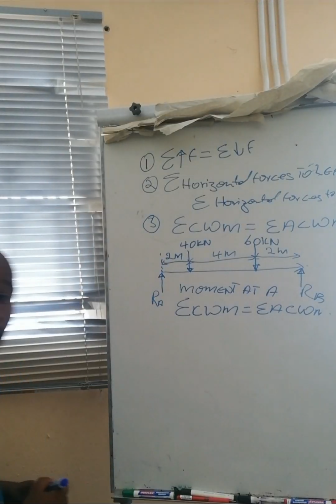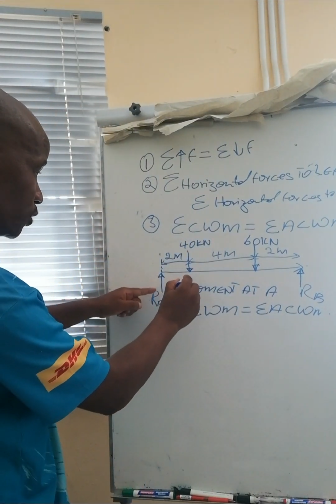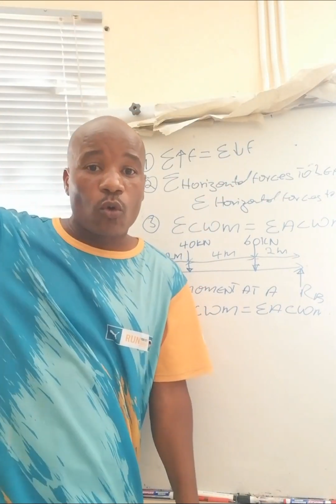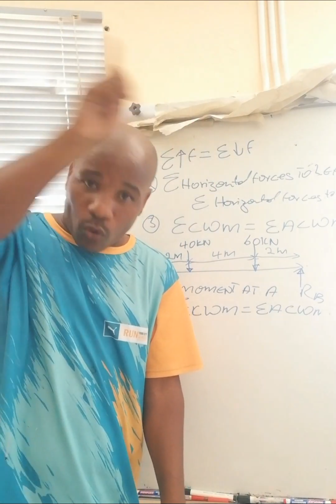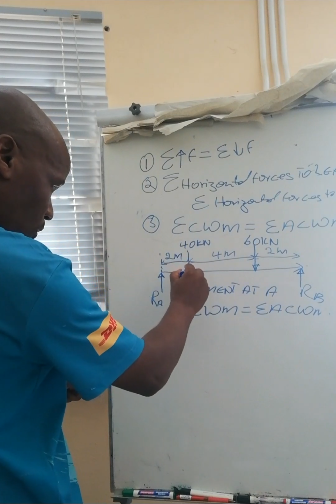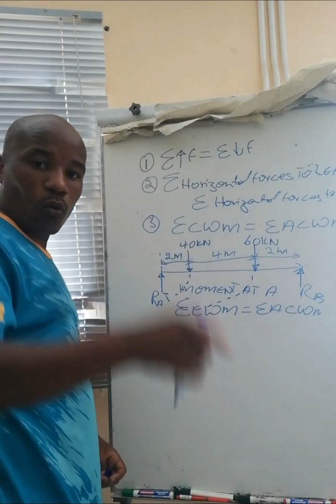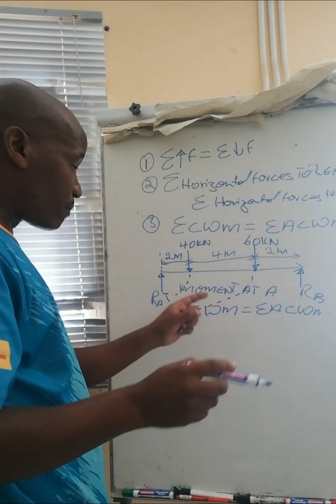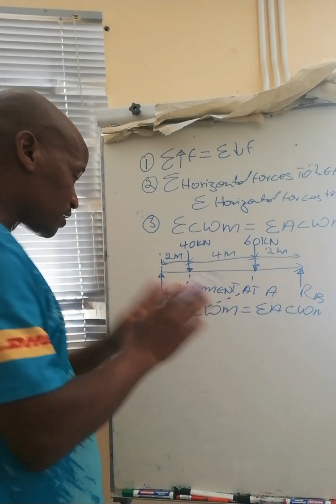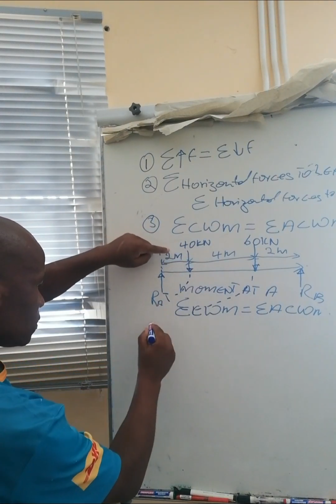Now let's start with the clockwise moment. By clockwise moment I mean the forces going around A the way a watch goes, clockwise. It will be something like this. Normally I prefer that you start with the one close to A, so that you don't confuse yourself.